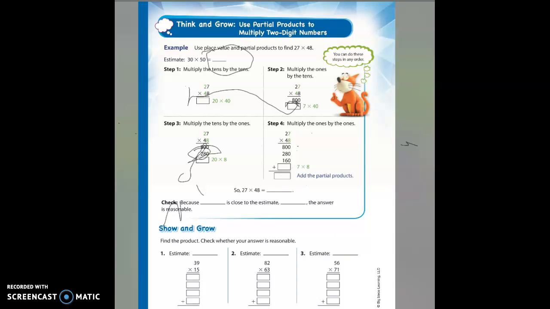So for this problem, if you didn't get the answer, go ahead and pause right now. So for this problem, then the answer is 1,296 because you added all those partial products together to get that answer.